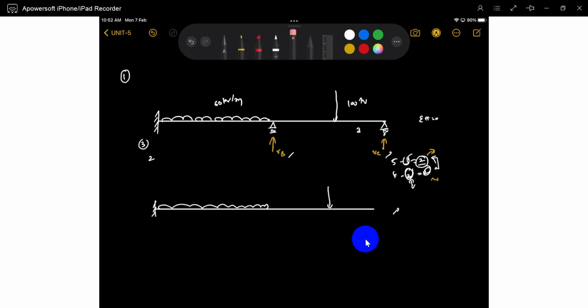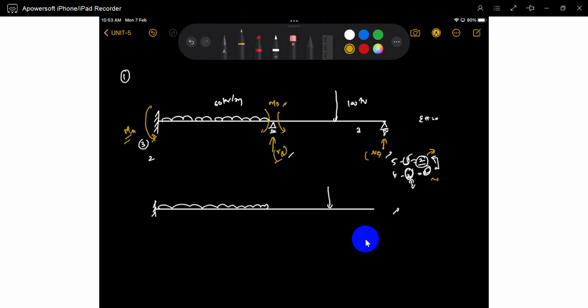Otherwise, we have another choice also. What is the other choice? This MA, this MB. You can take MA and MB as the fixed redundants. If you know VA, VB and VC, you can later find out MA and MB and everything. If you know those two unknown redundants, VB and VC, you can find out the remaining. Otherwise, if you know MA and MB, you can find out the remaining VB and everything.